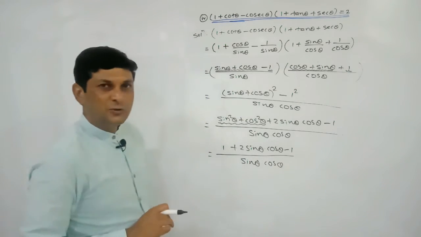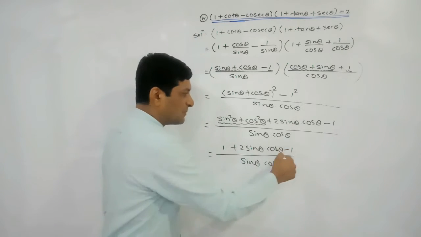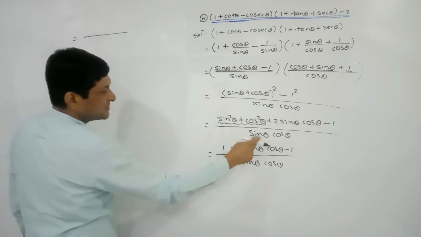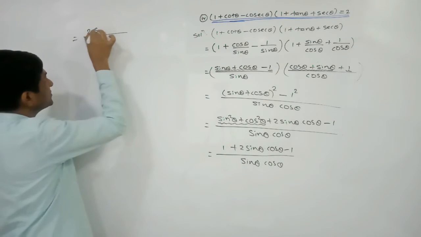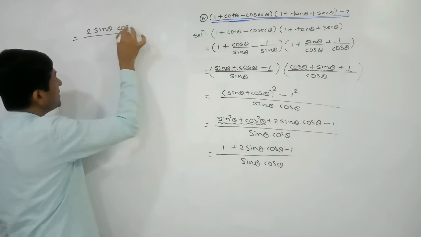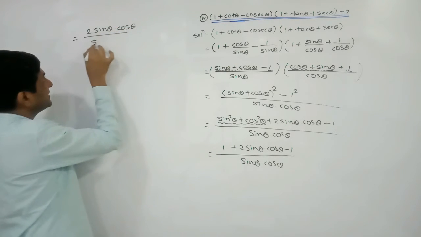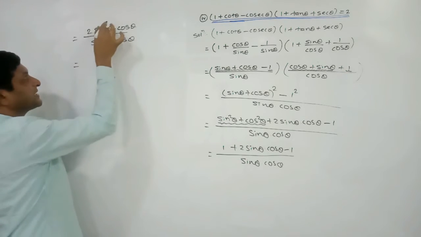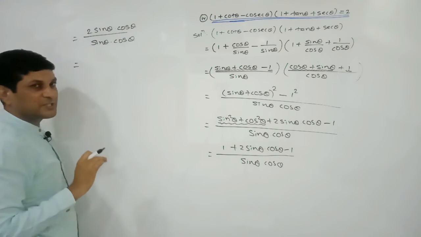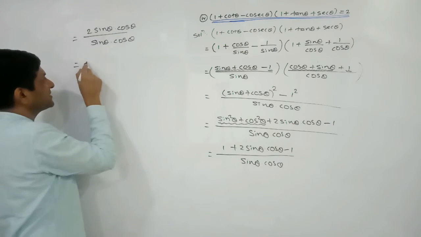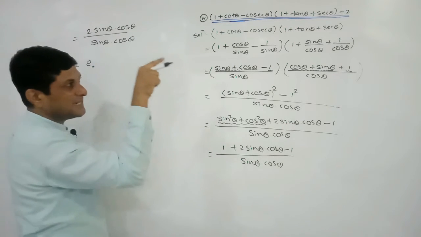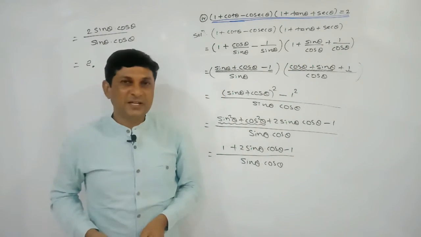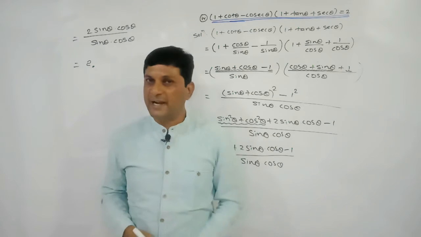Now if you observe the numerator very carefully, this plus 1 and minus 1 will get cancelled. After cancelling plus 1 and minus 1, what is the remaining term in the numerator? 2 sin theta cos theta, and the term in the denominator is sin theta cos theta. Now after cancelling sin theta and cos theta from numerator and denominator, what result will we get? 2, and that is nothing but our right hand side. In this way, considering the left hand side, we have shown that its value is equal to the right hand side.